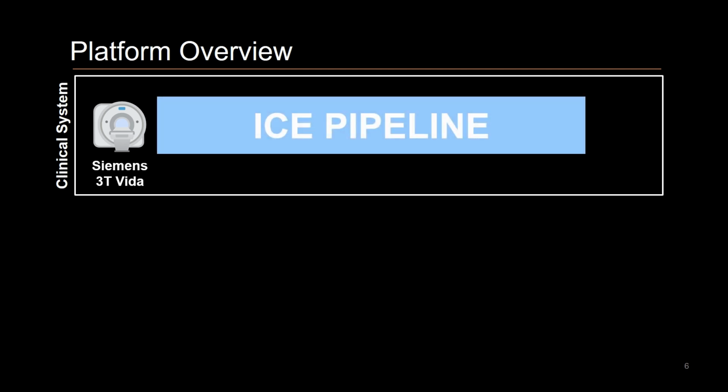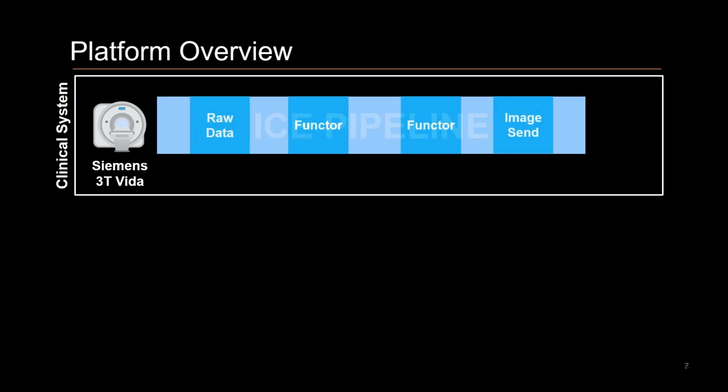Our platform was evaluated on a Siemens 3T Vida scanner, which reconstructs images via the ICE pipeline. The ICE pipeline consists of functors which reconstruct the raw data and produce a final image which can be viewed on the scanner console.